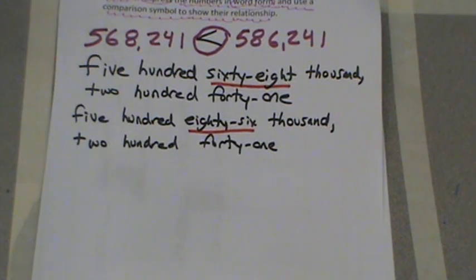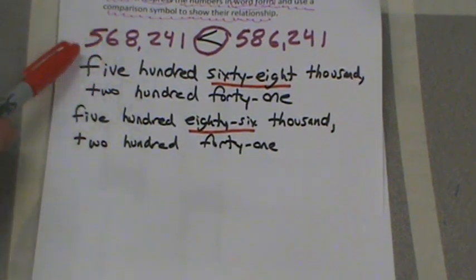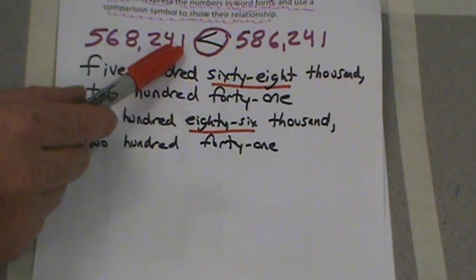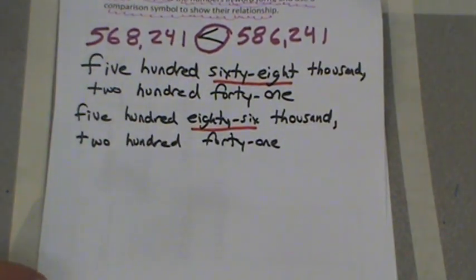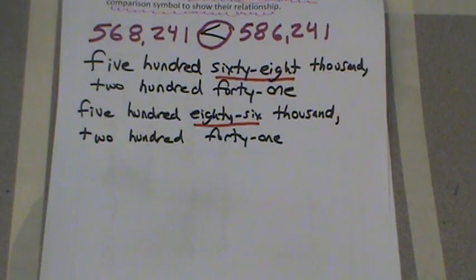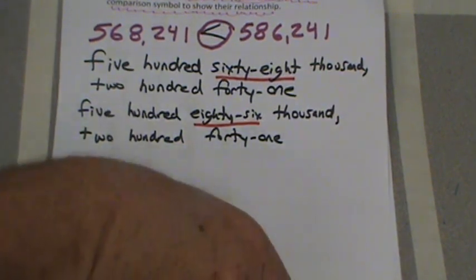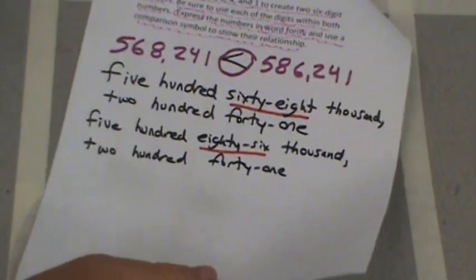568,241. But remember, when we read this math sentence, it would be 568,241 is less than 586,241. And you can go ahead and pause that if you need to finish copying it. But I am going to go on to the next page. It's okay to pause. And here's our next page.